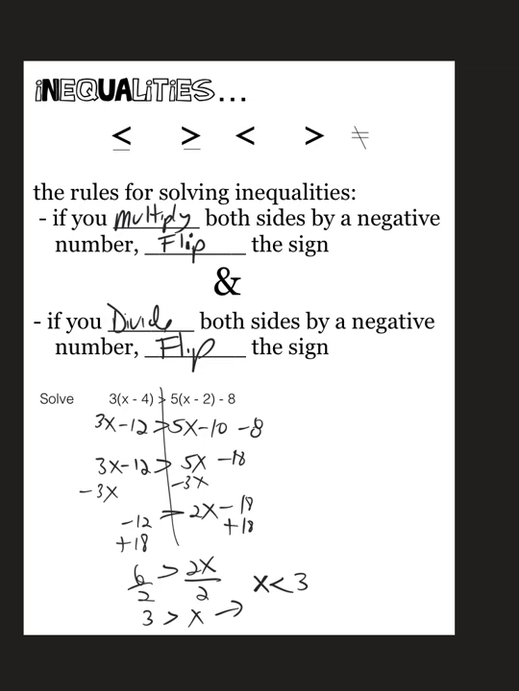Now, I didn't have to flip the sign at all that time because I did not multiply both sides by a negative number or divide both sides by a negative number, but depending on how you did this, you may or may not have had to do that if you did different steps than I did in different order, which is more than okay.